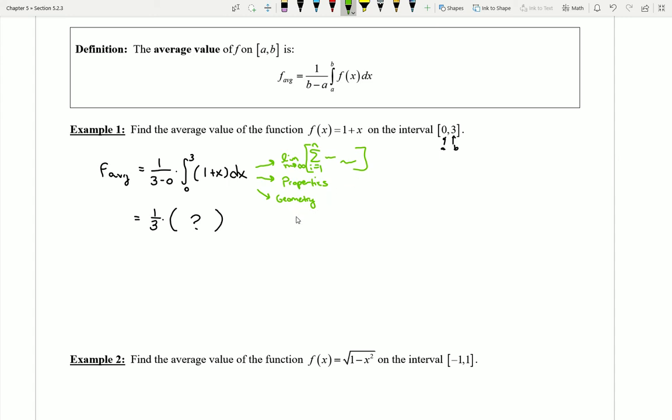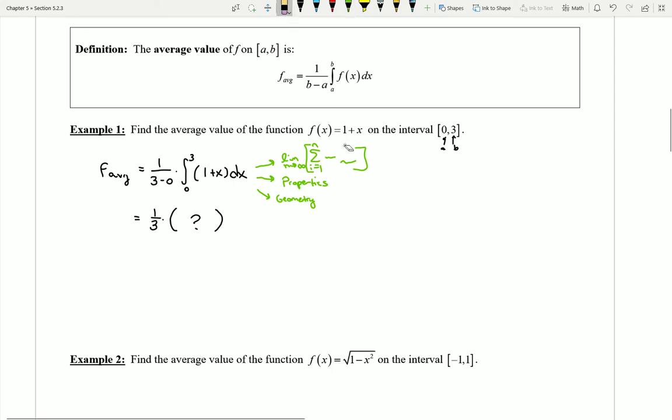Just for the moment, this approach will be more useful because I've designed these questions to actually work much better with the geometry approach. However, if I had sufficiently difficult functions, I might have to use the original definition and try to calculate out one of these big scary limits, or go through the properties of integrals.